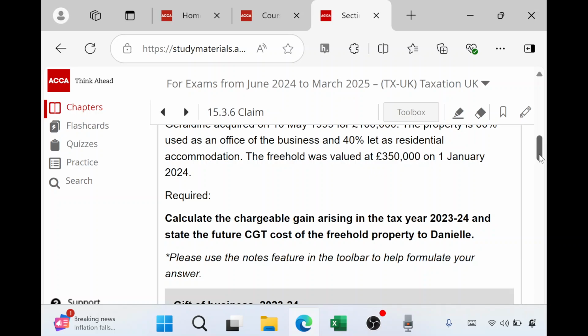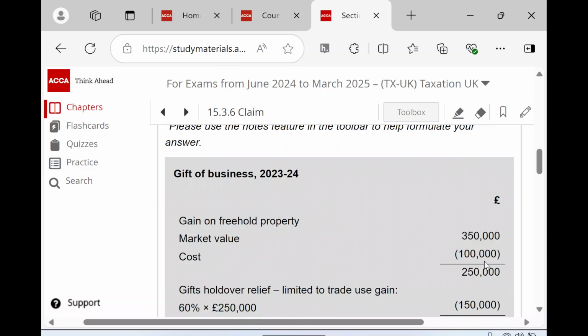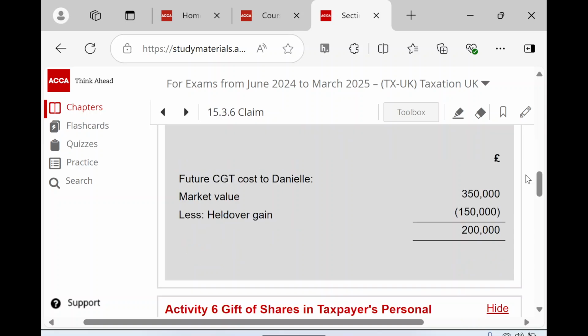So if we look down at the answer, you'll see, and I'll do this in little bits, as it were. So first and foremost, straightforward three-liner. Every single time, nothing complicated about that, okay? Outside of that, when we move down the page, let me just move that up, apologies. Let me just move it to there. Okay, so it's the gift holdover relief. We know that it's a deduction from the gain, okay?